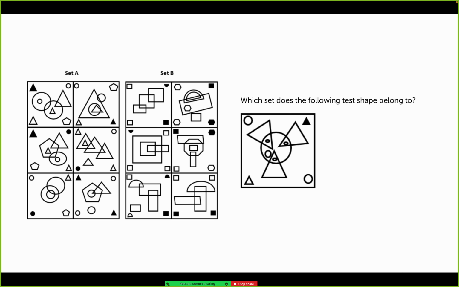I think something in the corner shapes maybe. You can see there's at least one triangle in all of them in set A. And then at least one square in all of them in set B.